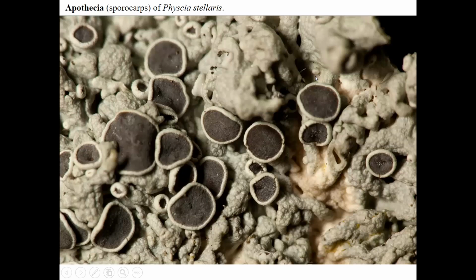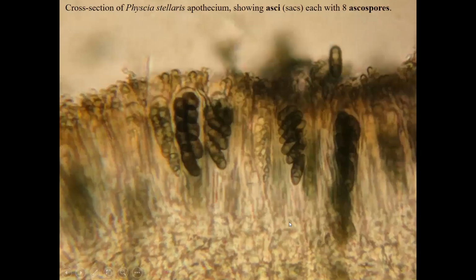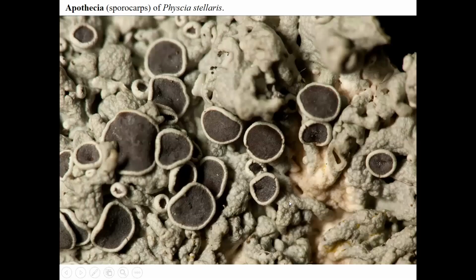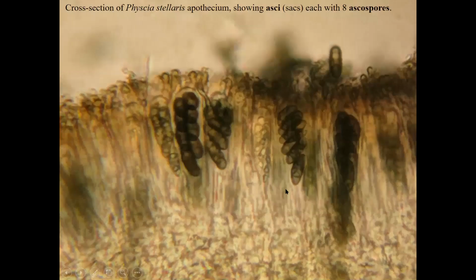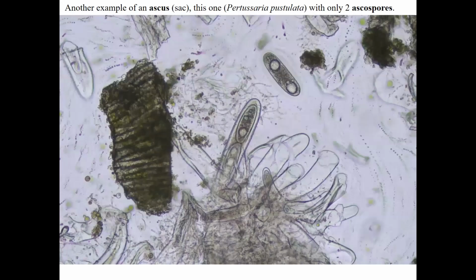So here's some apothecia of a very common lichen called star rosette lichen, Physcia stellaris. So if you were to, like I did, take a cross section with a razor blade and put it in a microscope slide and press really hard and look at it under the microscope at 400 power, you would see these asci. They're swollen hyphae with spores in them. And that's what lines the apothecia. And this lichen only reproduces by spores, which is kind of unusual, and it helps you identify it.